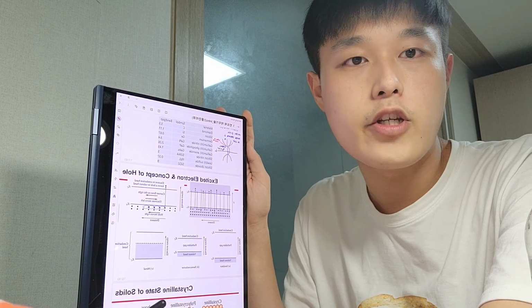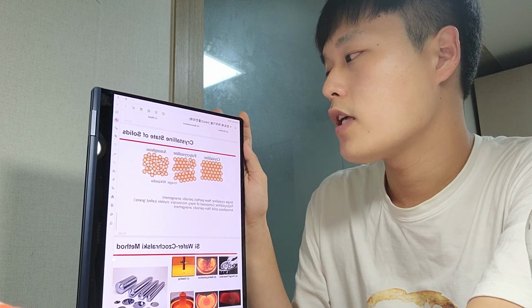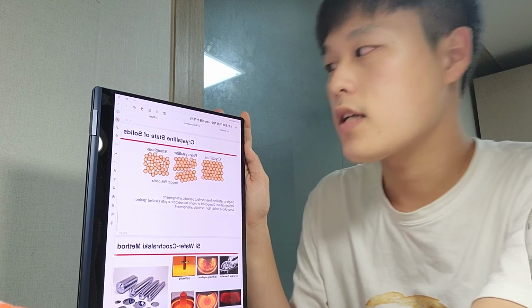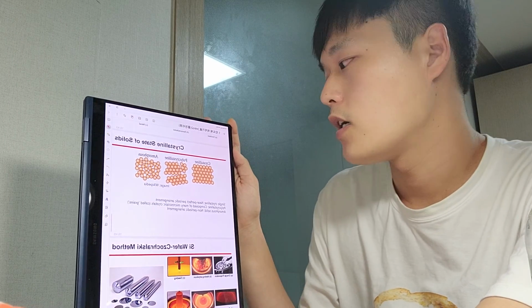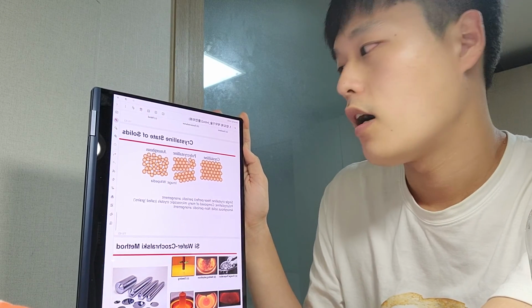We also discussed the effective mass, and finally we learned the crystalline states of solids. Three crystalline states of solids: first crystalline, second polycrystalline, third amorphous.